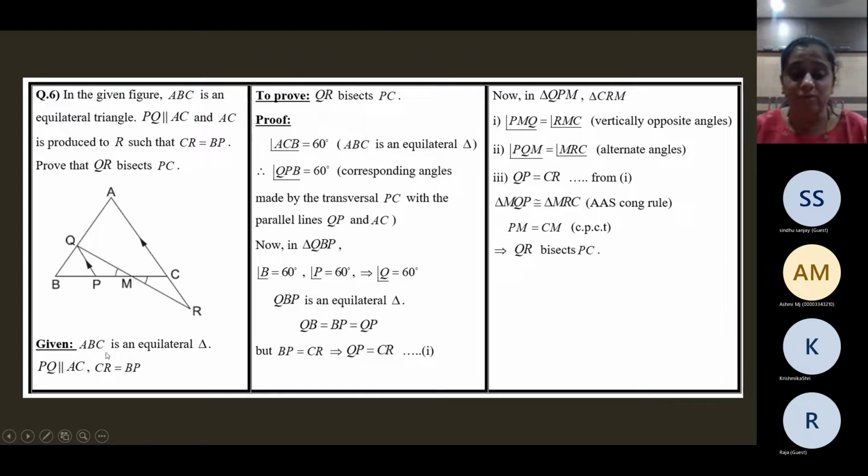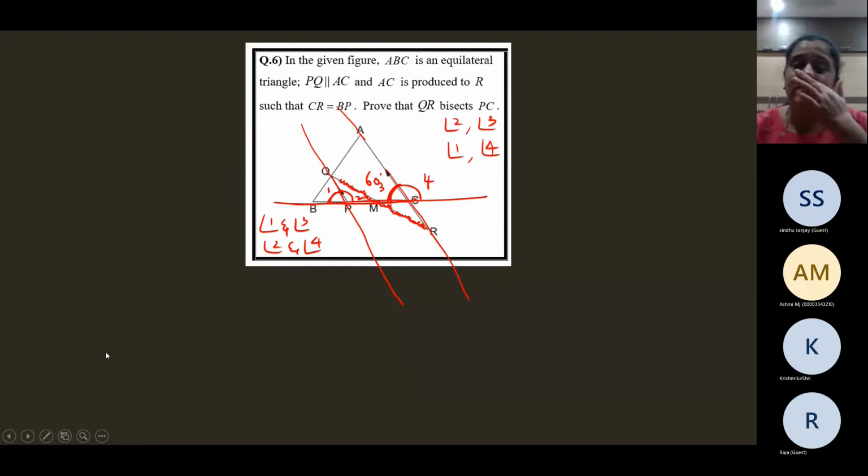So here, what was important, children? The basics of how to identify corresponding angles. Supposing you say you don't understand, and I just keep telling you, yes, this and this are corresponding. Can't you make out? That's incorrect. That's not the way I should be telling you.